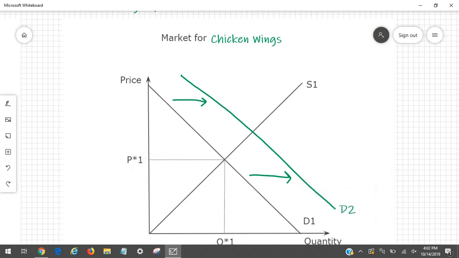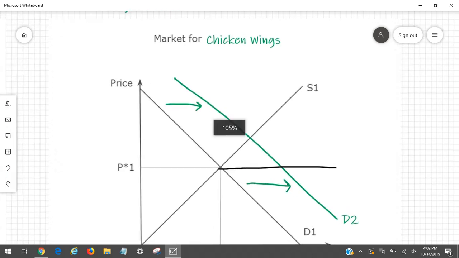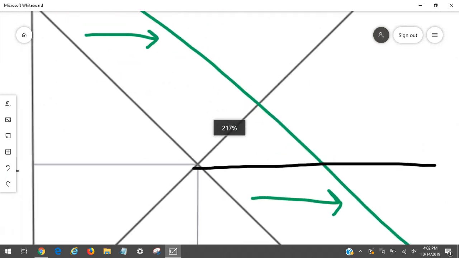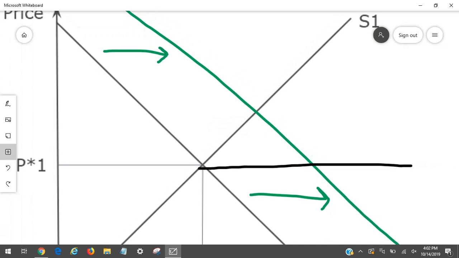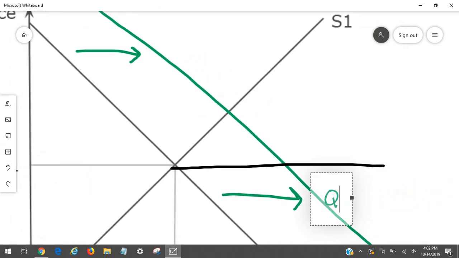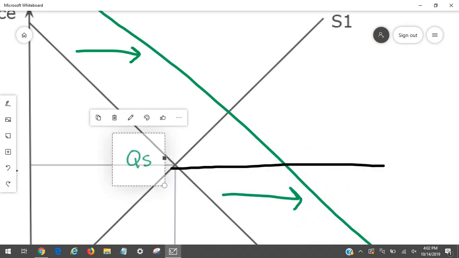All right, so now let's talk about whether there's a shortage or a surplus created for chicken wings as a result of this shift of the curve. The first thing I'm going to do is extend my original price line a little bit so that it crosses over onto my new demand curve. I'm going to zoom in. Okay. All right, so let's talk about where quantity supplied and quantity demanded are after the shift of the curves.